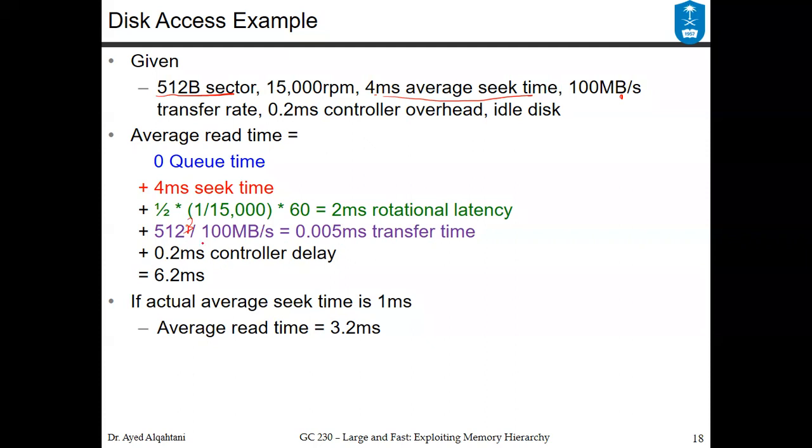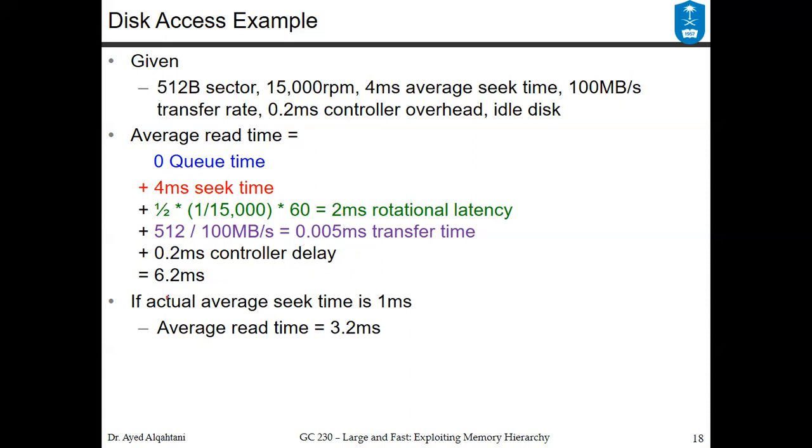And we add to that the controller overhead, which is the 0.2 millisecond. And the total average read time is 6.2 milliseconds. So we add the 0, the 4, the 2, the 0.005, and the 0.2 milliseconds. You can see that some of the times don't contribute much to the 6.2 milliseconds, like this one. And some of them actually do the heavy lifting, like this one. The seek time takes a lot of time. Also, the rotational time is taking a fair amount of time.